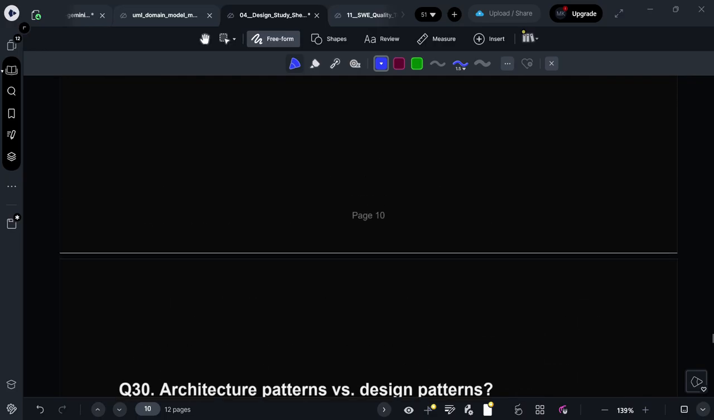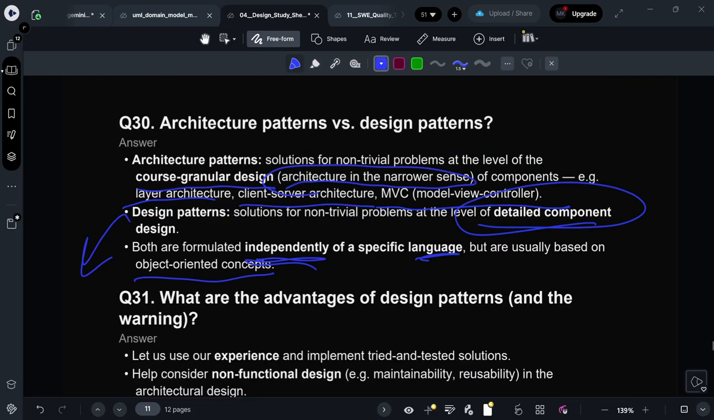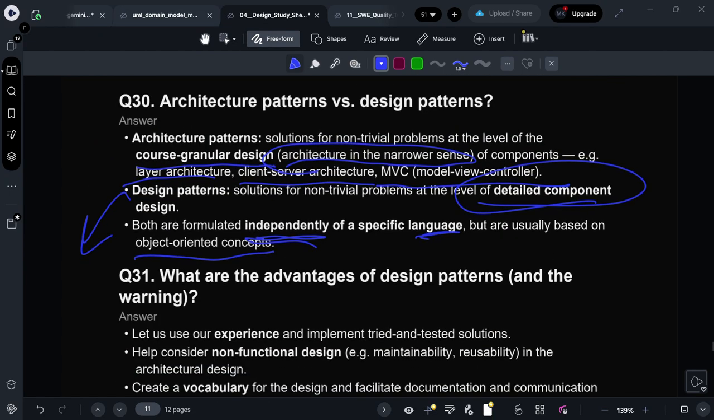Then we have patterns. For example, architecture pattern versus design pattern. Architecture patterns are solutions for non-trivial problems at the level of the coarse granular layer. Architecture in the narrower sense of components. Examples: layer architecture, client server architecture, MVC, model view control. Then we have design pattern, solutions for non-trivial problems at the level of detailed component design. Both are formulated independently of a specific language, but are usually based on object-oriented concepts. These are the architecture pattern versus design patterns.